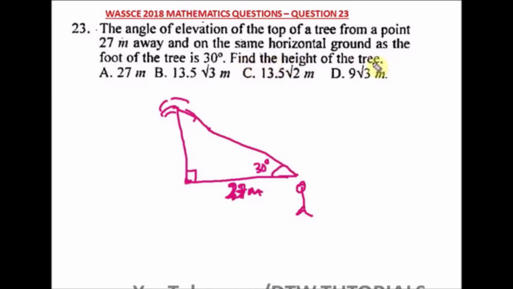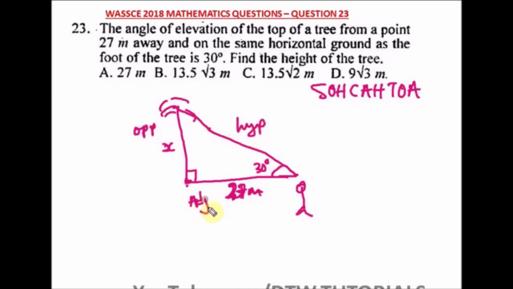The question says find the height of the tree. So we are told to look for x here. That's the height of this tree. So remember our trigonometry ratios. This is our opposite, this will definitely be our hypotenuse, and this will be our adjacent. Since we have one side and an angle, and we're looking for another unknown side, where we have the opposite and the adjacent, what do we use? I think we're going to go for the tan.